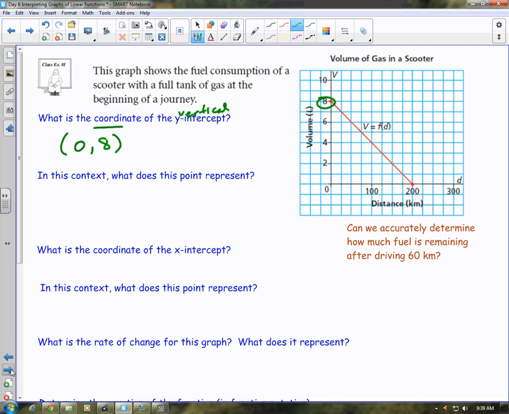Now, you could assume that the tank is 8 liters large because the tank is full. But it's better not to, because we don't know if maybe the tank is actually 20 liters. All we know is that this is the amount of fuel at the beginning of the journey. Do not simply say the volume is 8 liters when the distance is 0. That's a wooden interpretation. You want to say that there are 8 liters of gas in the tank at the beginning of the journey. That's what it means.